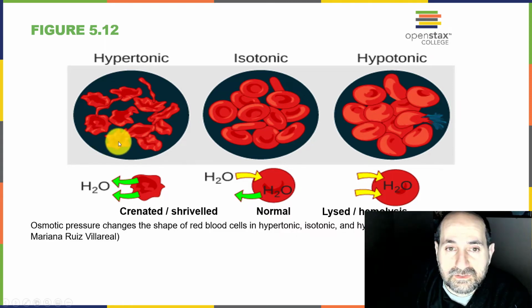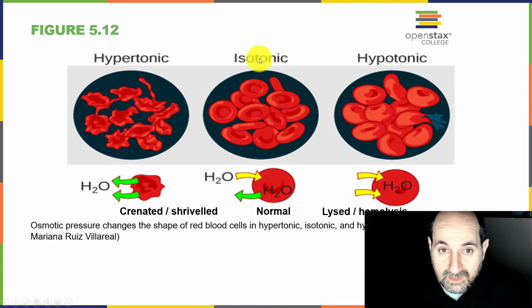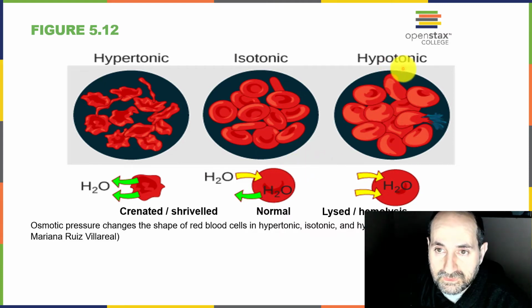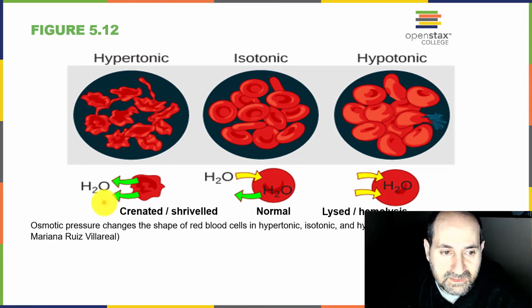Okay, so please know, again, isotonic, the cell does not net gain or lose water. Hypotonic, the cell gains water until it explodes, until it lyses. Hypertonic environments, these are like very salty environments, water will net leave the cell and the cell will become shriveled or crenated.